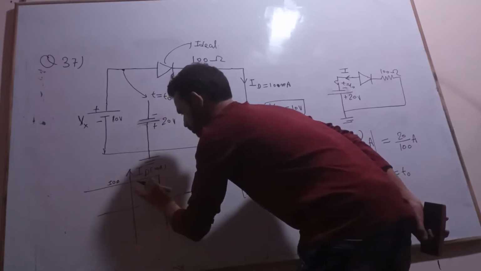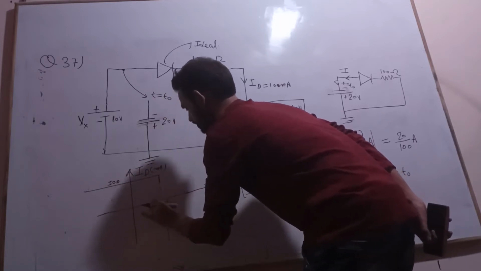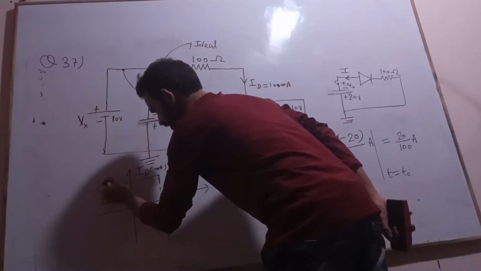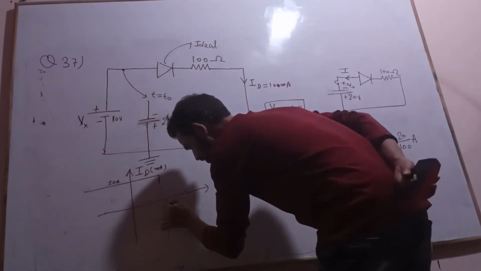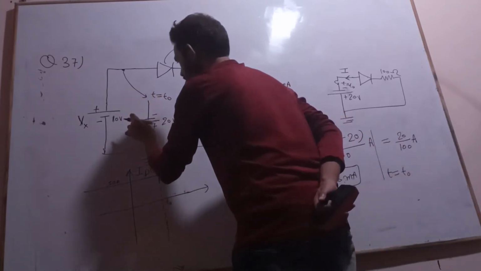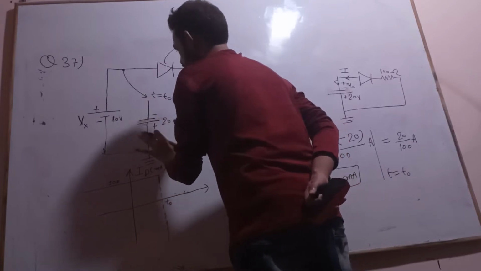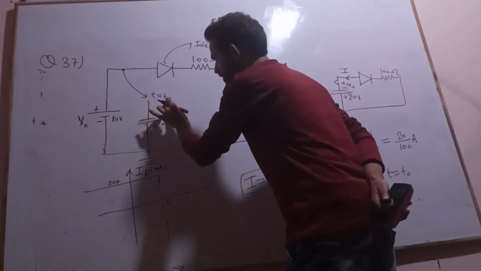Before t less than t naught, how much current is there? 100 milliampere. Then at t is equal to t naught, this switch is shifted to the minus 20 volt battery.